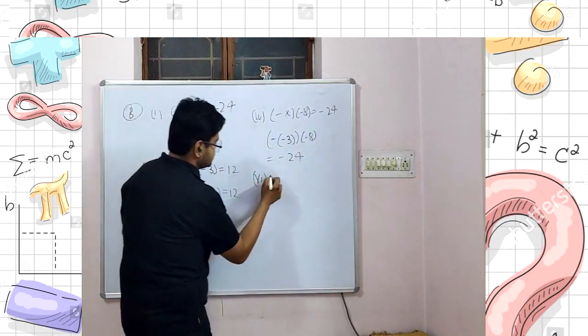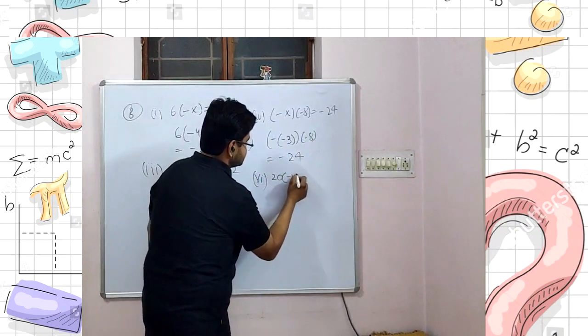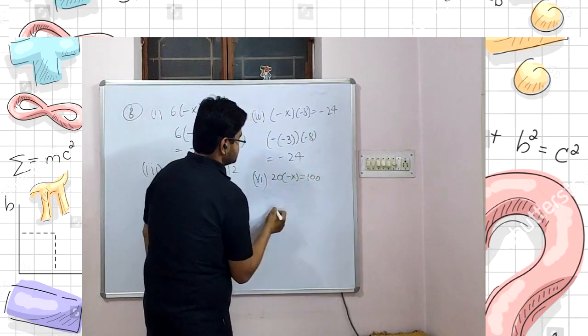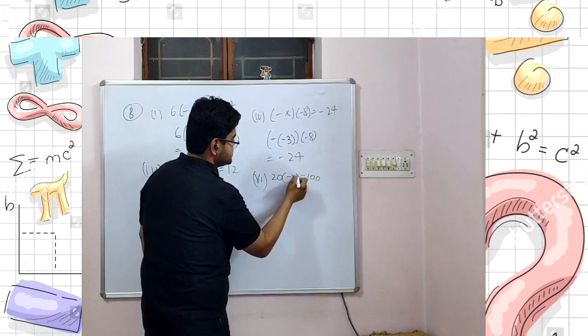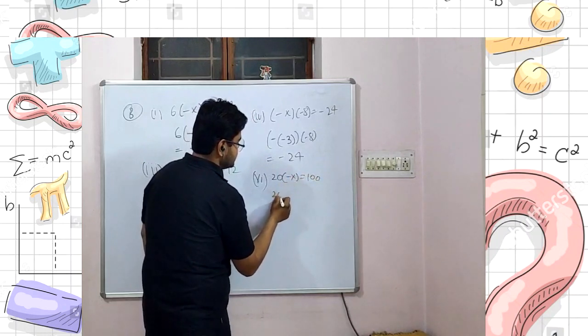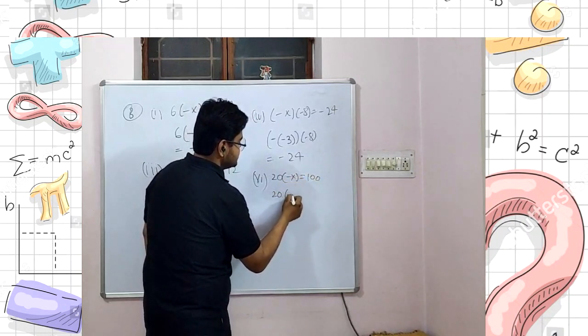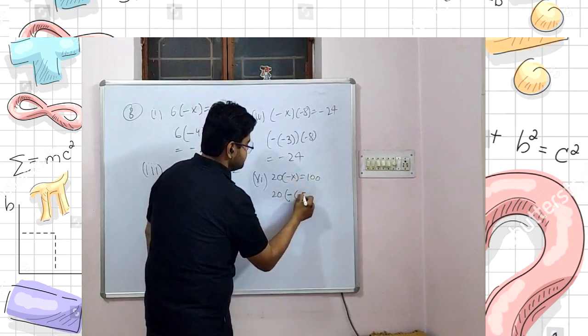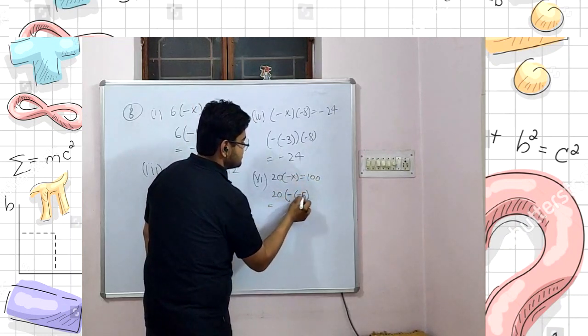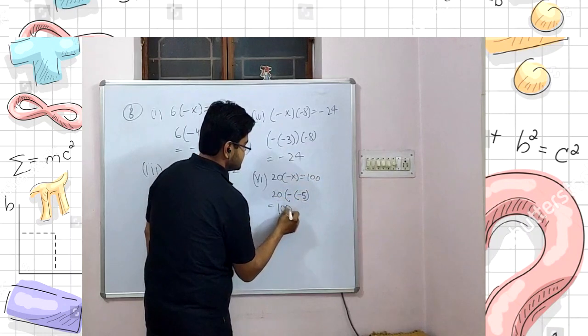Now children, the sixth part we have 20 minus x equals to 100. So what can we put here instead of minus x? This x. So minus of minus 5. So this minus minus will become plus, and 20 into 5 is 100.